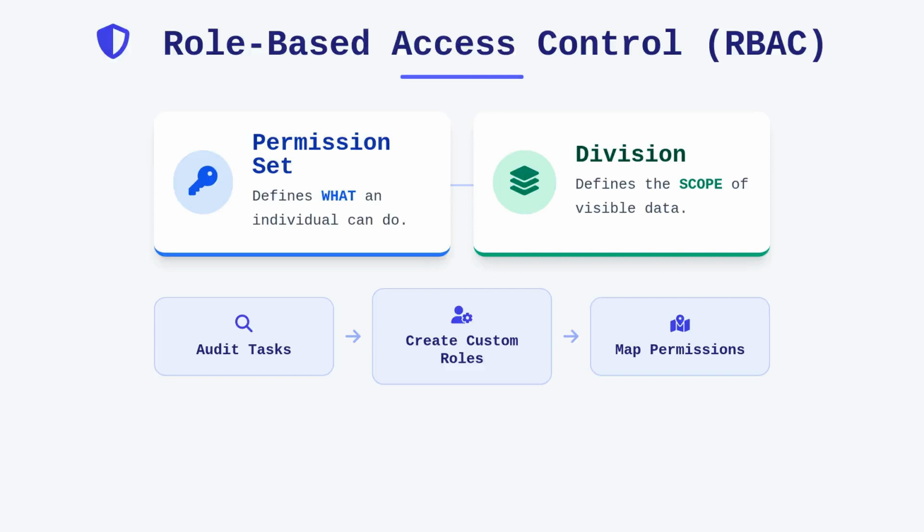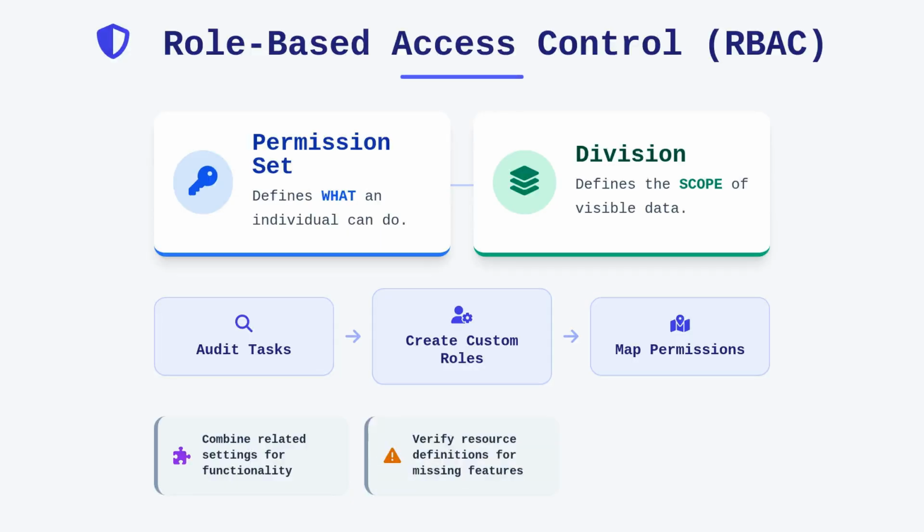For example, you can create a custom supervisor role that has broad permissions, but restrict their operational scope to specific divisions containing their own team's queues and interactions. When mapping these permissions, remember that many actions require a combination of related settings to function correctly. If a user reports a missing feature in the interface, check the role permissions to ensure the underlying resource definition is authorized. Always follow the principle of least privilege, which dictates that you should grant only the minimum level of access required to complete a job. This proactive approach to security significantly reduces the risk of accidental configuration changes or unauthorized data exposure.